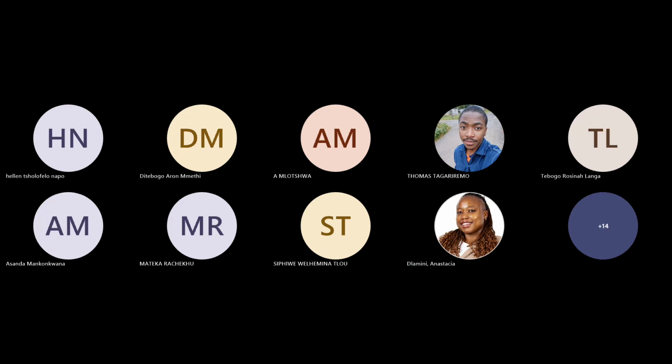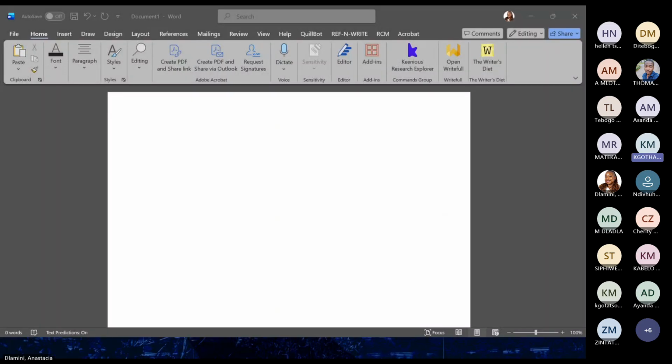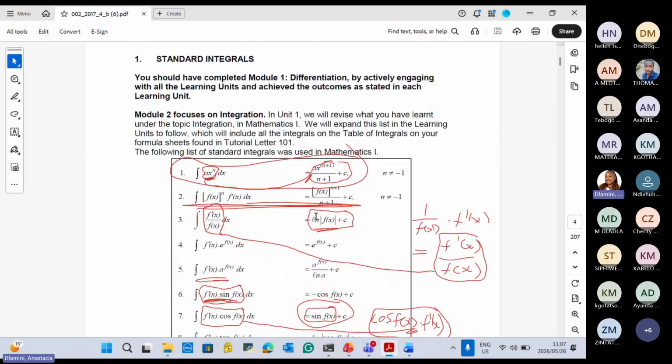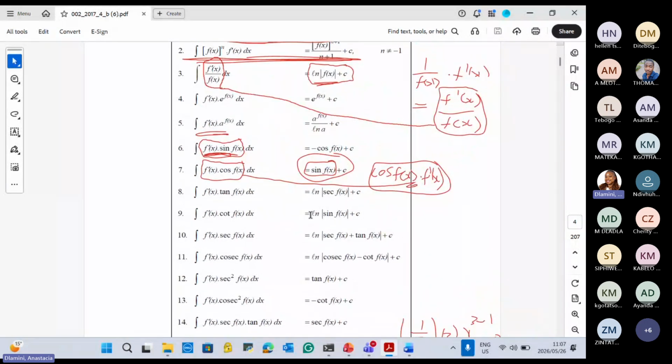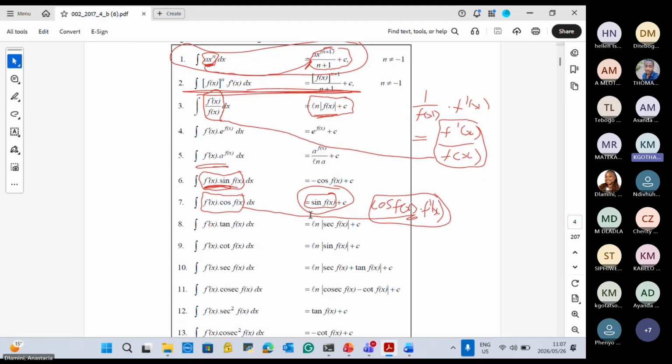So. I don't see your screen, ma'am. Okay. I'm showing my screen. Can you now see my screen? Yes, ma'am. Now, this table is very important. Ooh, it's messy. Can you see this table clearly, guys? Yeah, we can see it, ma'am.